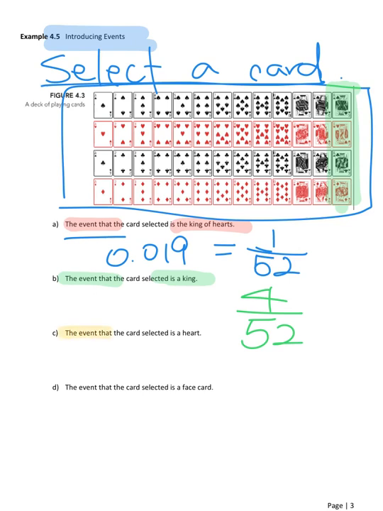Next event is heart. How many hearts? 13, from ace up to king. 13 out of 52.